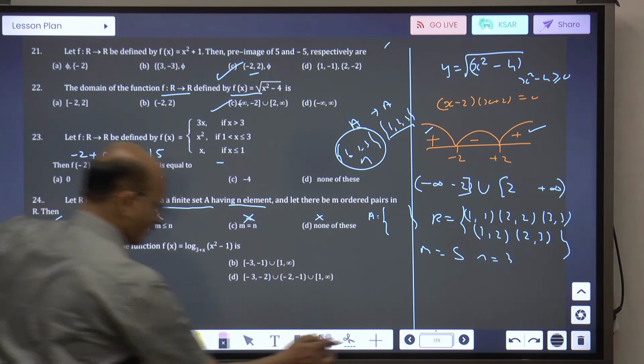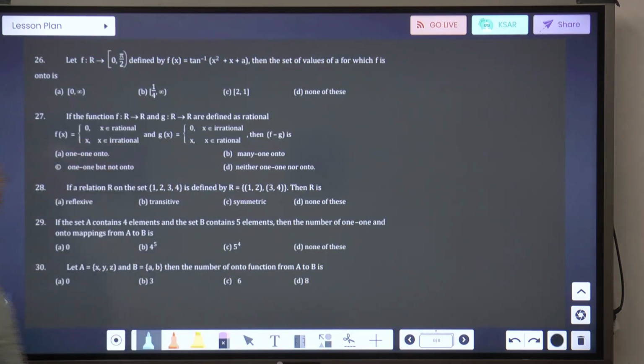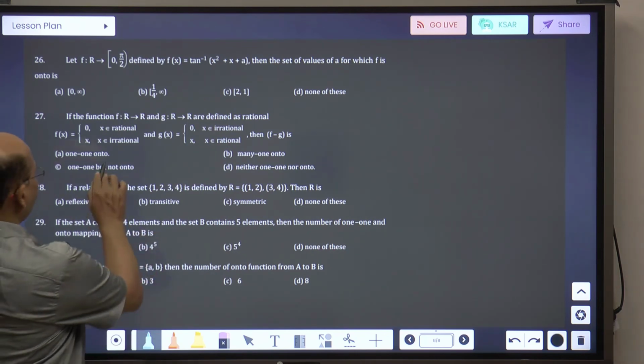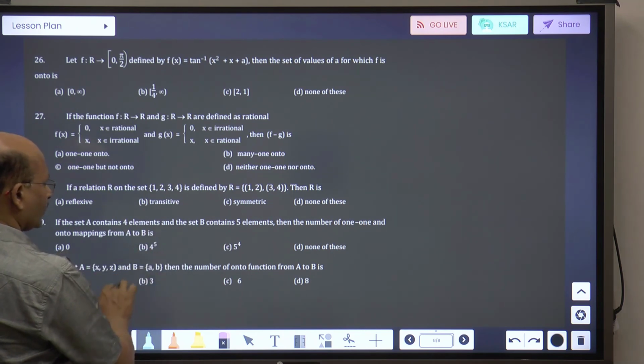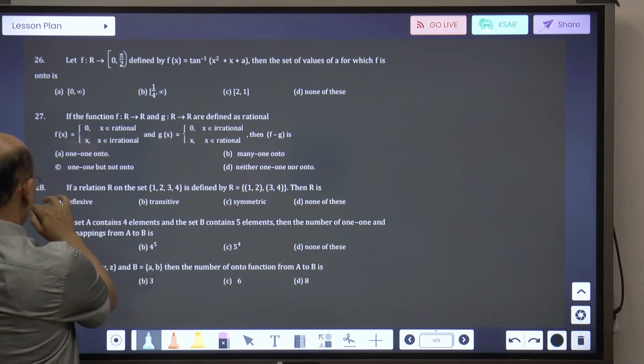This domain ka part you can do on your own. Okay, I think I will share these questions with you. You can try it out on your own. Now look at this. This sum is very easy question. This question we have done already.